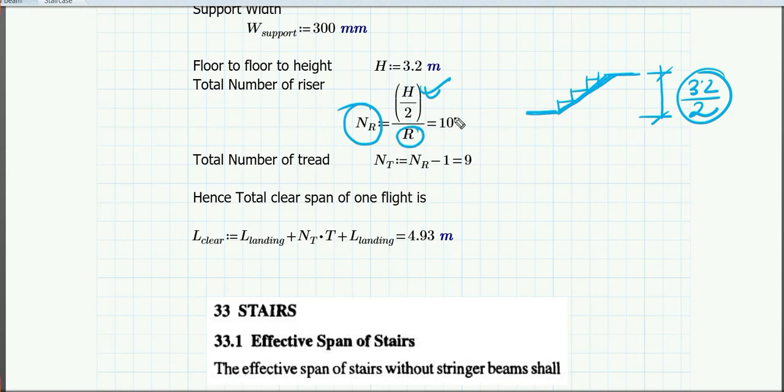So how many steps will be required, or how many risers will be required? This is 10 numbers of risers that will be required. Okay, then how many numbers of treads are required? So the number of treads is equal to the number of risers minus 1, which is 9. I think you already know all these things. Okay, I am just repeating so that you can remember what you have studied in the previous semesters.